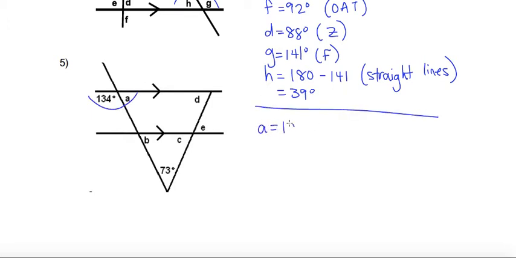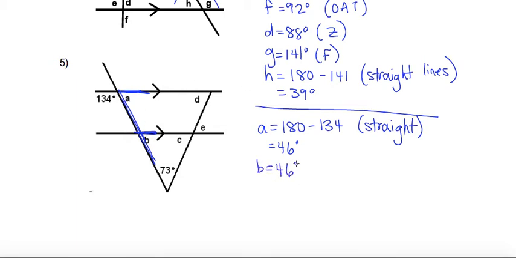So A is 180 take away 134. So I'm using what I know about straight lines to help me solve for this measurement. And 180 take away 134 is 46 degrees. So once I found my measurement for A, I can find my measurement for B by drawing an F pattern. So A and B are exactly the same, so B is also 46 degrees, and I've used the F pattern to solve for that.